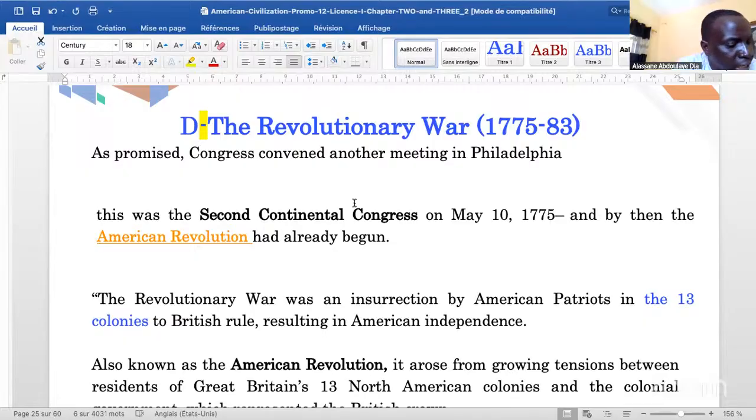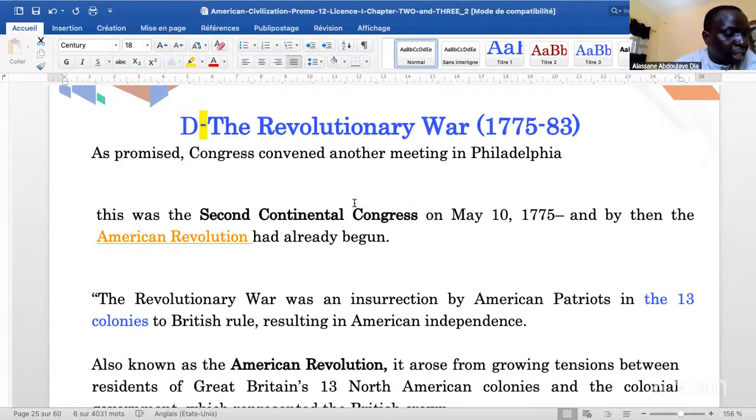But they said, as an ultimatum, if the British insist, if the British do not stop, they would organize a Second Continental Congress. And when they organize a Second Continental Congress, this one is going to be a war.